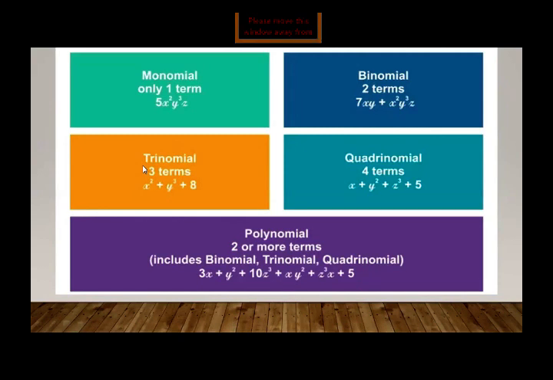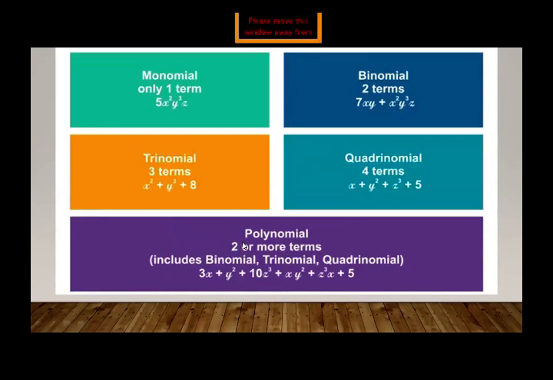Then trinomial. Tri means a polynomial having three terms, like x square plus y square plus 8. Then quadratic polynomial means having four. Quadratic means four. So it is a polynomial having four terms, like x plus y square plus z cube plus 5.